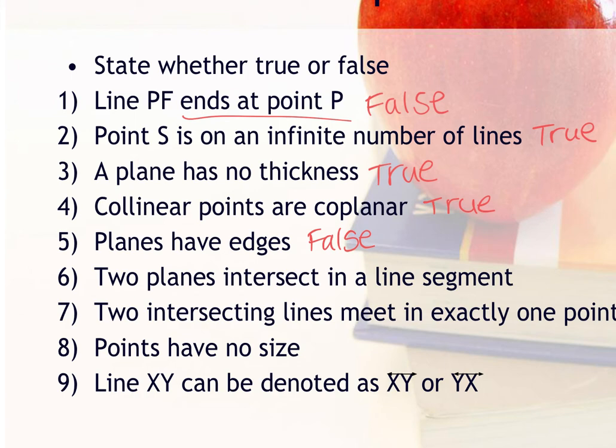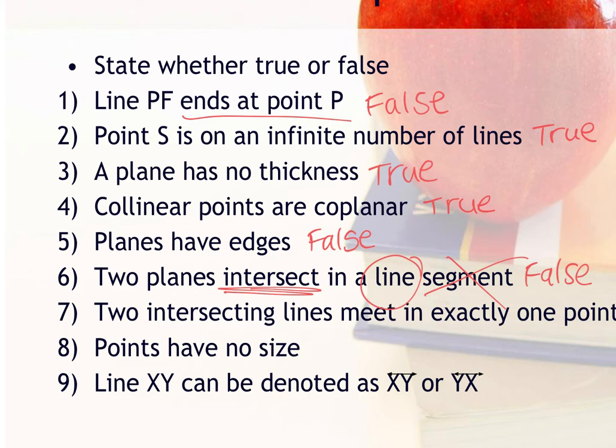forever. Two planes intersect in a line segment. This is false. Why is it false? Because when two planes intersect, they're actually intersecting at a line, not a line segment, okay? Because the planes technically never end, the line that they intersect at is never going to end.